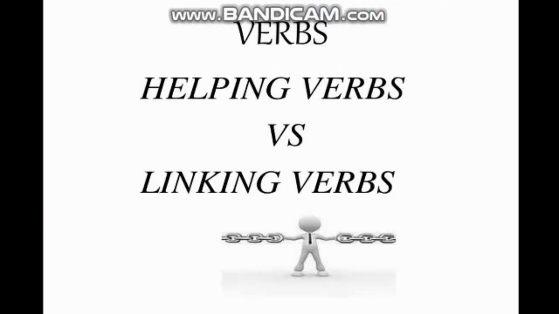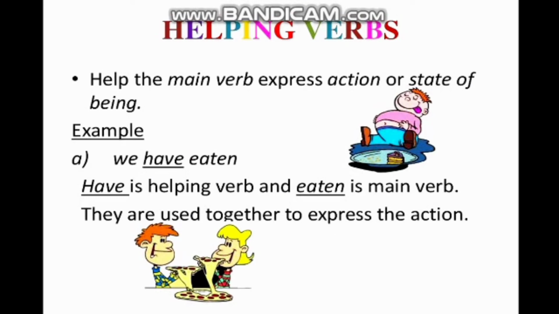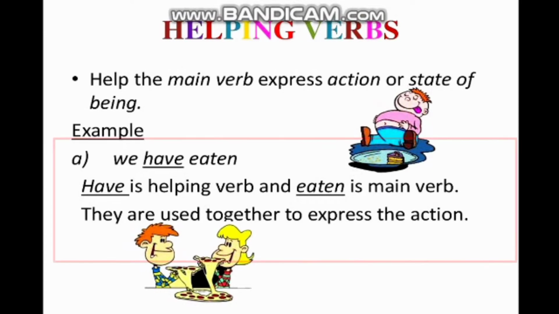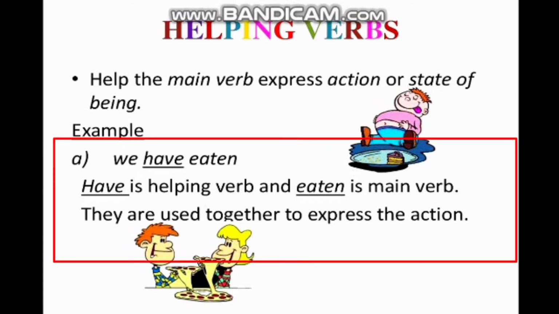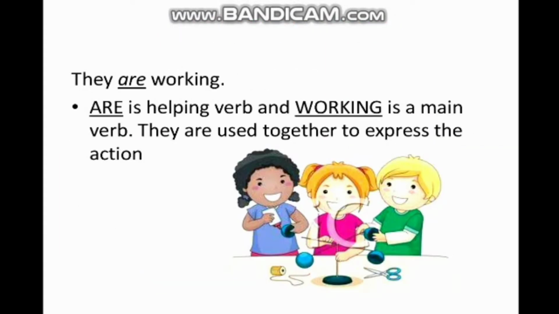Verbs: helping verbs versus linking verbs. Okay, so what are helping verbs? They help the main verb, which expresses action or state of being. For example, we have eaten. Have is a helping verb and eaten is the main verb. They are used together to express the action. Got it? They are working. Are is a helping verb and working is the main verb.